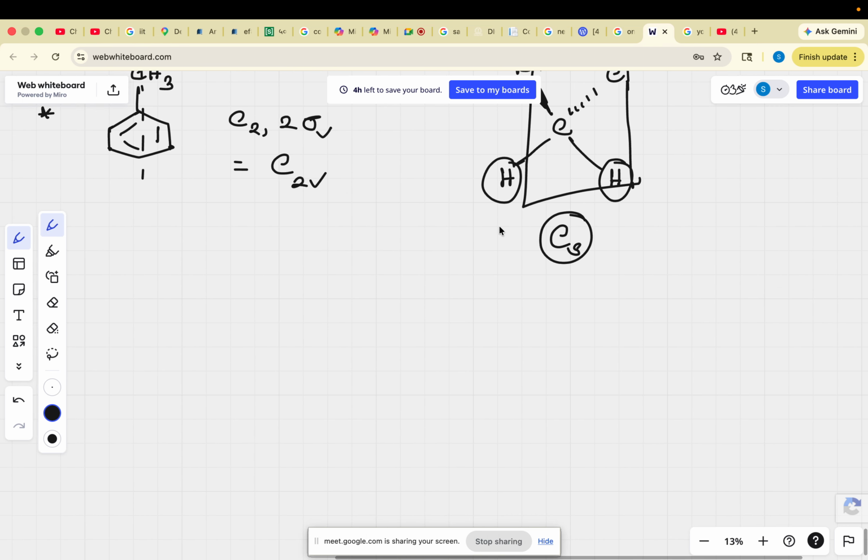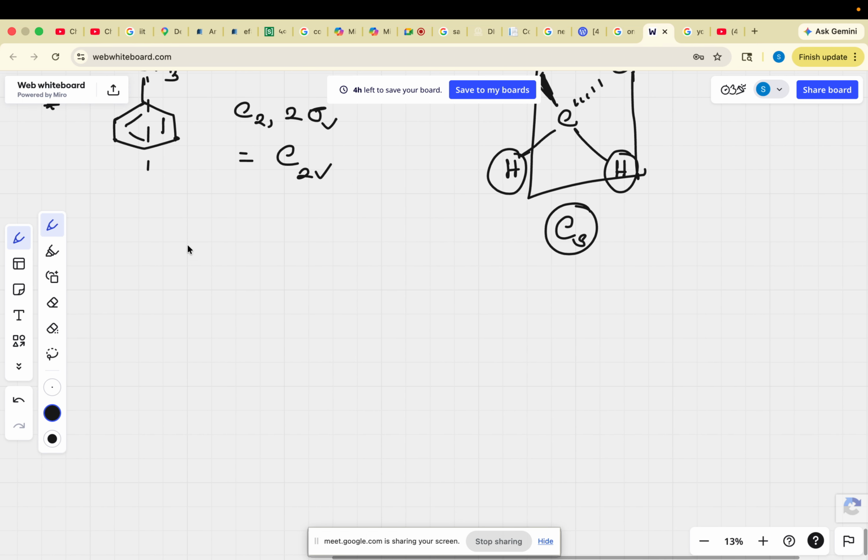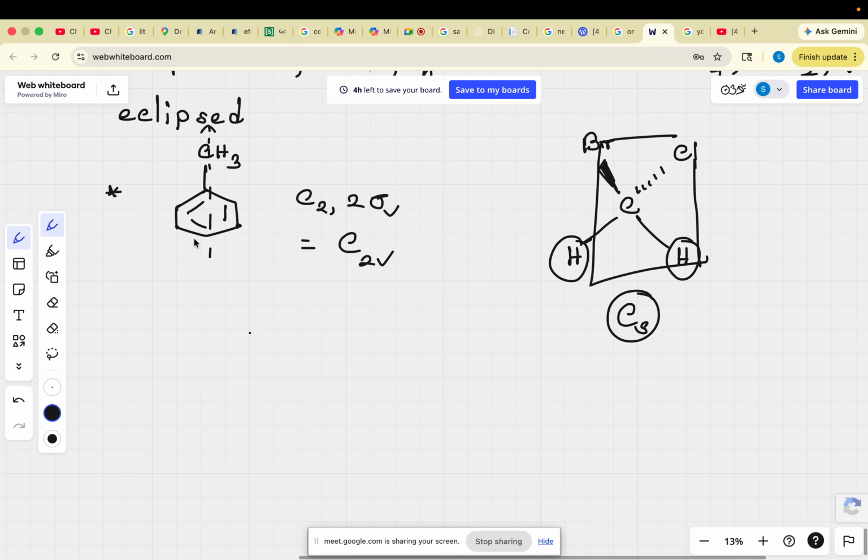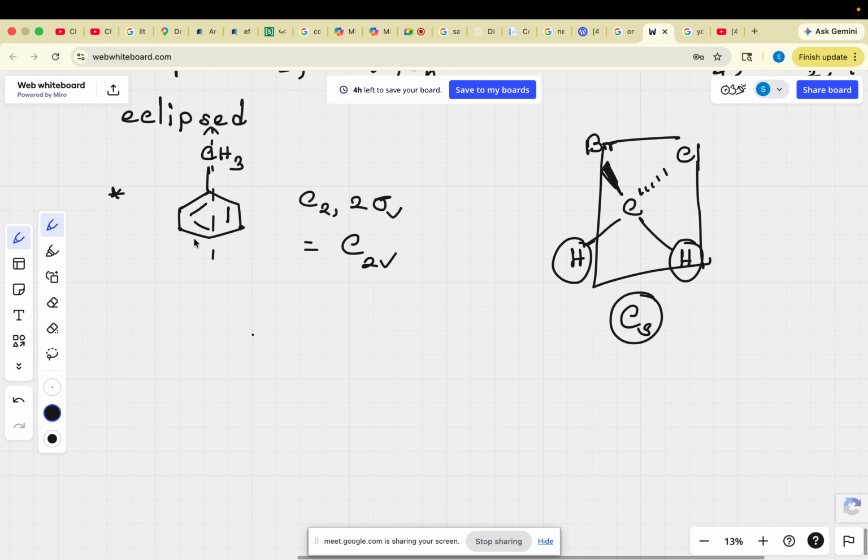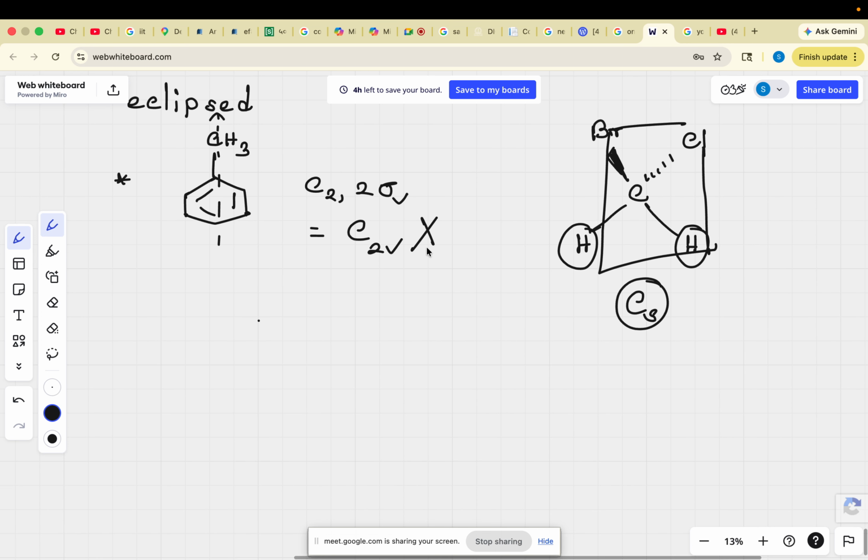Suppose you have this toluene thing. Actually if you draw it like this, that will be wrong, because the CH3 hybridization is sp3. So keep in mind, this is your benzene ring, and the methyl group you have to show like this.